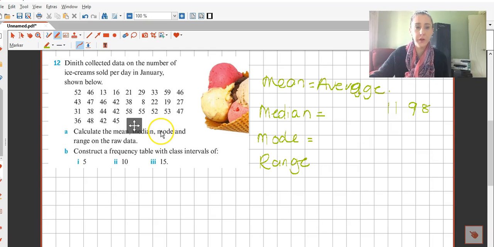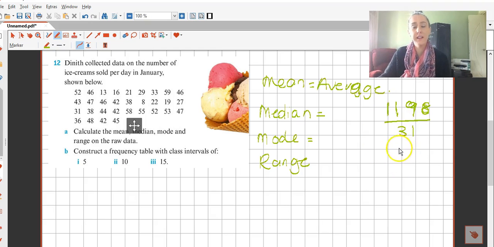Okay, so I went through and I added up each of these numbers, and I got a total of 1,198. Then I went through and I counted the number of data points in my collection, and I got 31, so I need to divide this by 31.